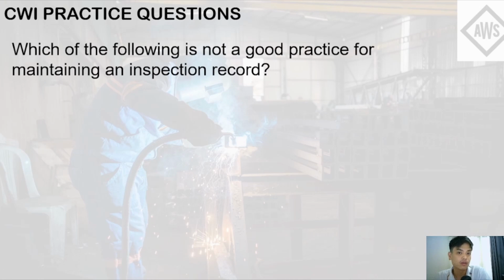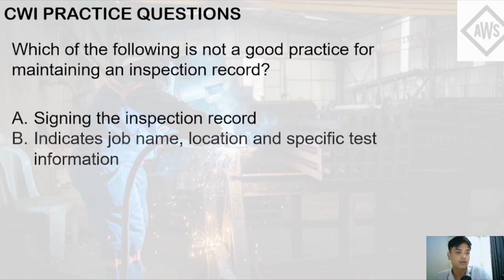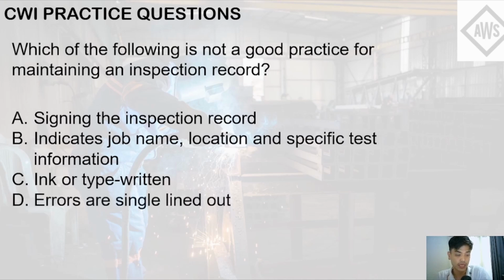Next question. Which of the following is not a good practice for maintaining an inspection record? Signing the inspection record, indicate the job name, location, and specific test information, ink or typewritten. Basically, the inspection record needs to be in ink or typewritten by a computer. The errors are single lined out.